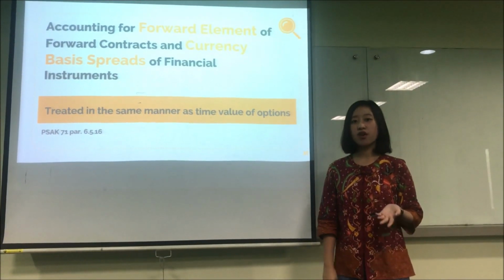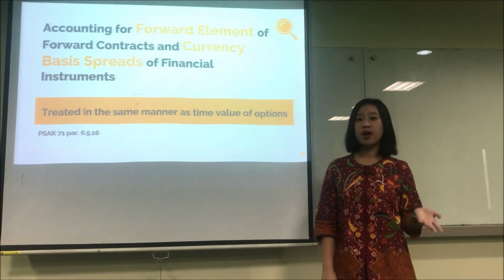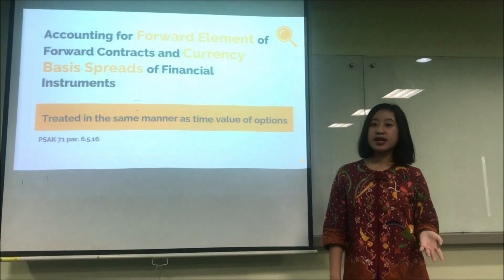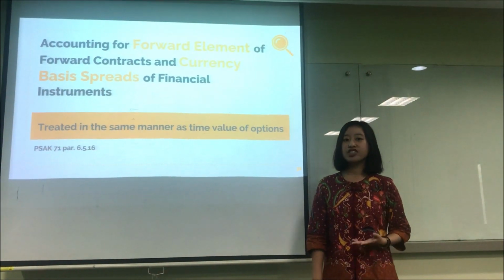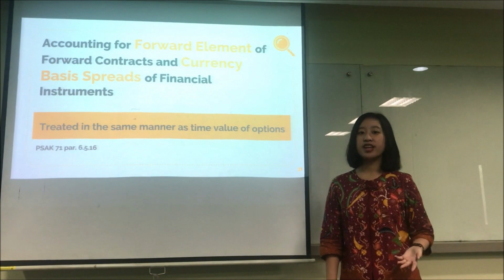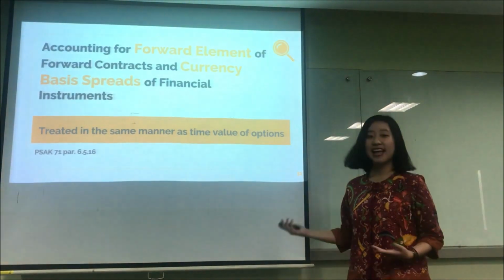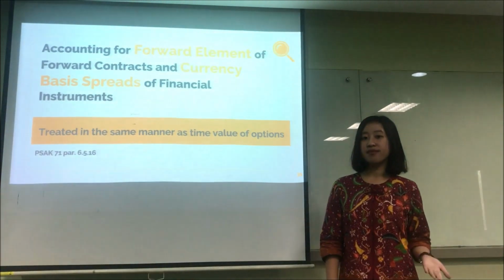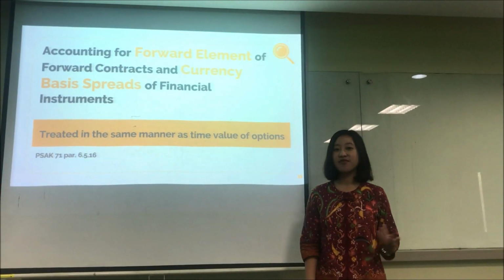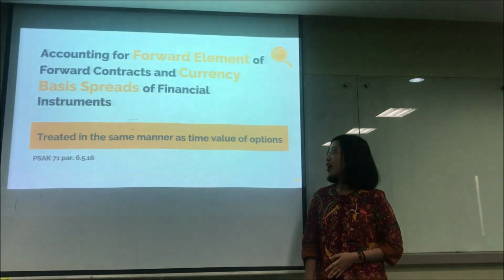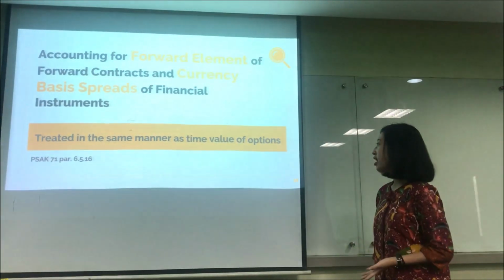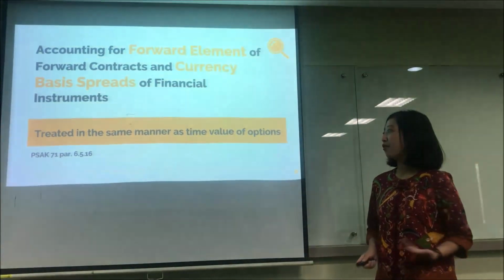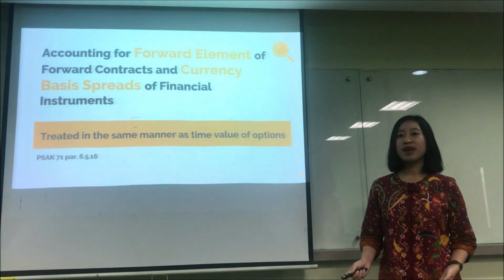The fair value of a forward contract is affected by changes in the spot rate and changes in the forward points. The currency basis spreads are the liquidity charge for exchanging different currencies that is inherent in a foreign exchange contract. Many entities included this spread when applying the hypothetical derivative method for assessing hedge effectiveness for cash flow hedges. Based on PSAK 71, it will be treated in the same manner as the time value of options, which has been explained before. Next will be explained by my friend, Vincent.